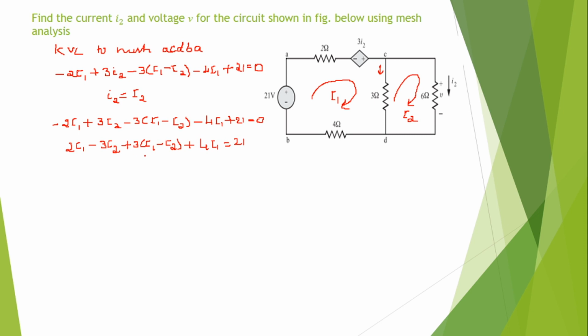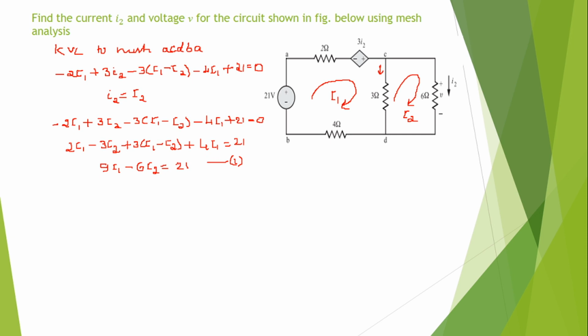Clubbing together the coefficients of I1 and I2: 2I1 plus 3I1 plus 4I1 is 9I1, and minus 3I2 minus 3I2 is minus 6I2, equal to 21. Let this be equation 1.